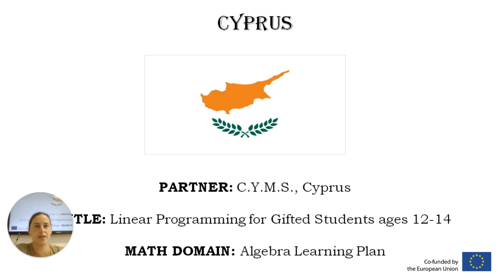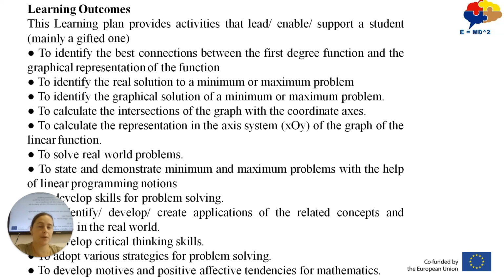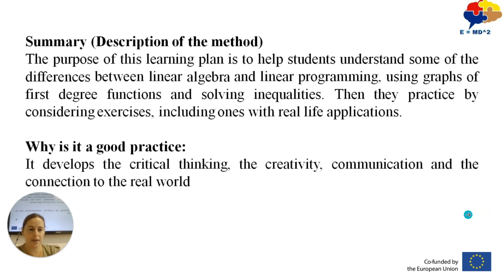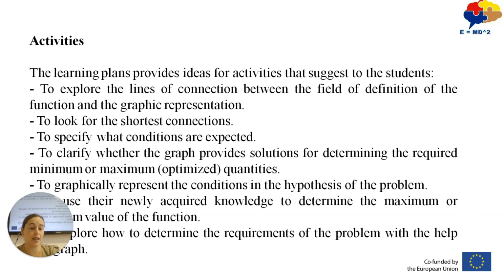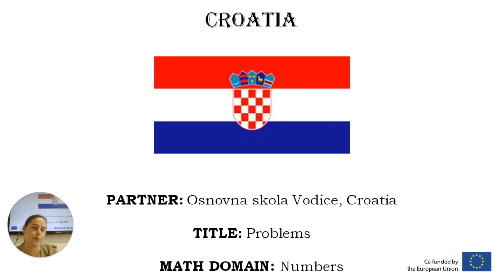And the other good practice for Cyprus, linear programming for gifted students aged 12-14, the resources, the instruments, the outcomes. I won't leave them any longer. There are a lot of outcomes identified for this good practice. The summary of this good practice, some activities that can be done for students this age. The inclusion class, the whole approach is mainly addressed to gifted students, but with minor adjustment, it can be used in an inclusive class too. So this is maybe for students that learn more.